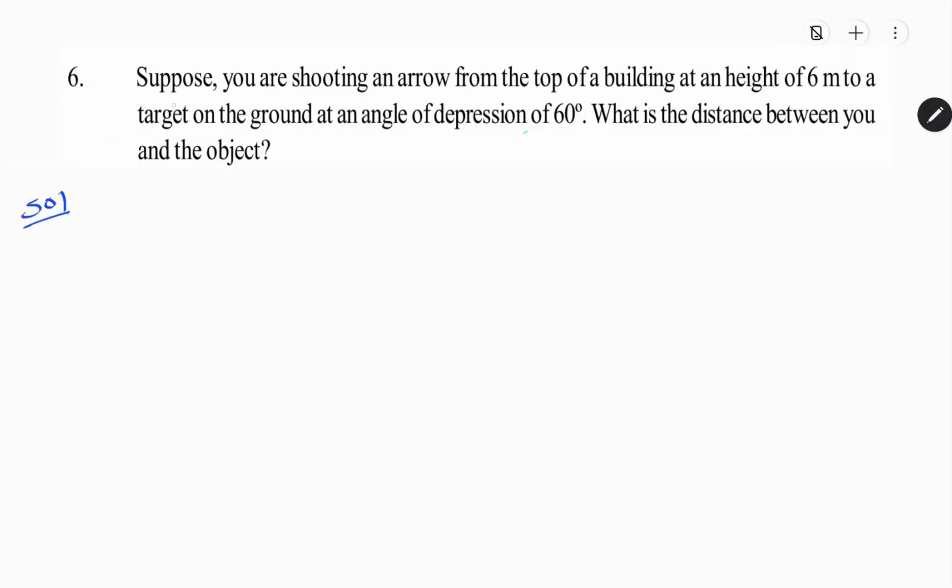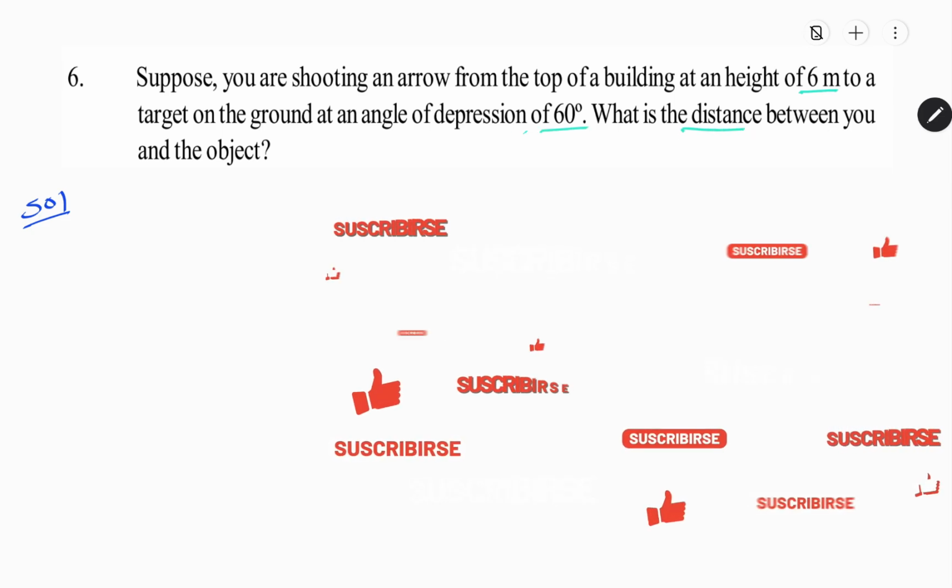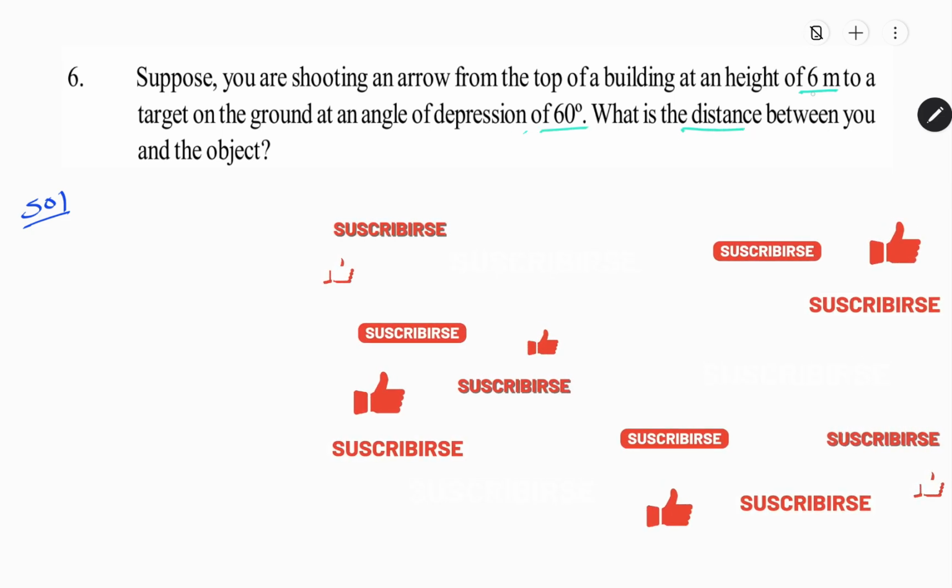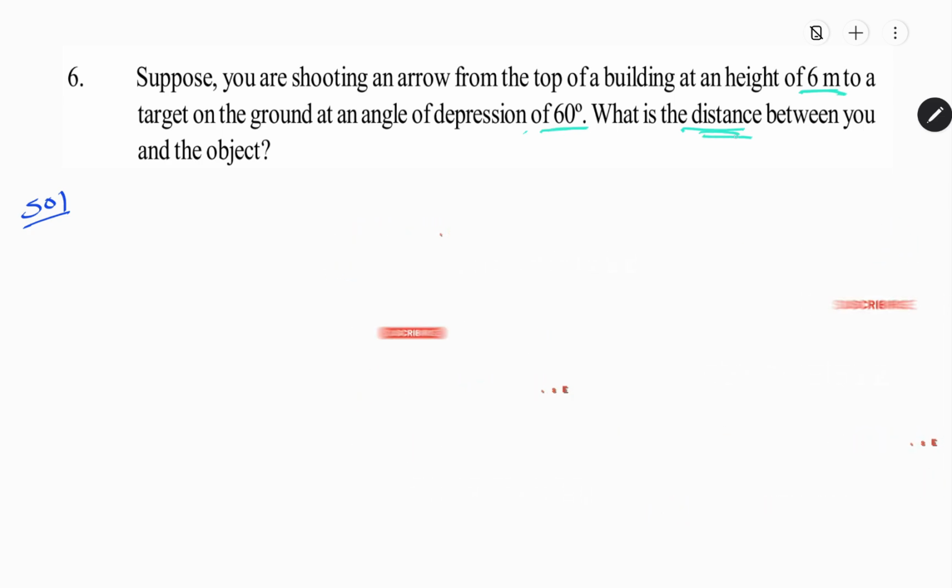Sixth question. Suppose you are shooting an arrow from the top of a building at a height of 6 meters to a target on the ground at an angle of depression 60 degrees. What is the distance between you and the object? Here we have the opposite side and angle and we need to find the hypotenuse.